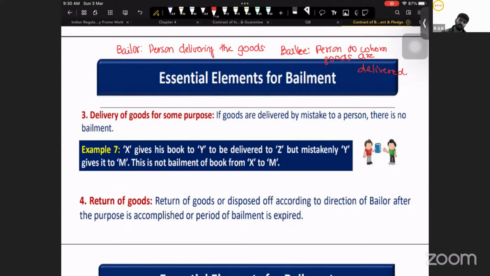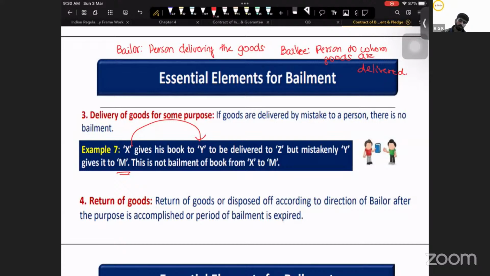X gives his books to Y to be delivered to Z, but mistakenly Y gives it to M. X giving the books to Y is bailment, but Y giving it to M is not bailment, because the goods are not to be delivered to M, but should be delivered to Z.